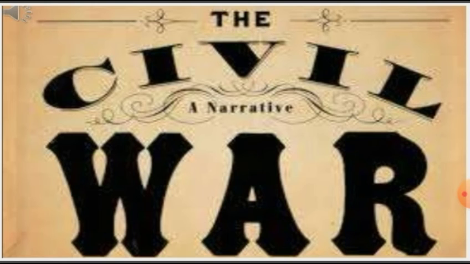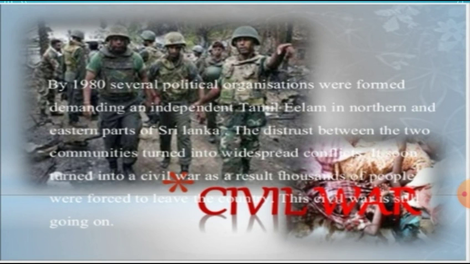The Civil War. What do you mean by civil war? Let us see. By 1980, several political organizations were formed demanding an independent Tamil state in the northern and eastern parts of Sri Lanka. The distrust between the two communities turned into widespread conflicts. It soon turned into a civil war. As a result, thousands of people were forced to leave the country, and the civil war was very dangerous to all the people. And this was the main conflict that the people faced.